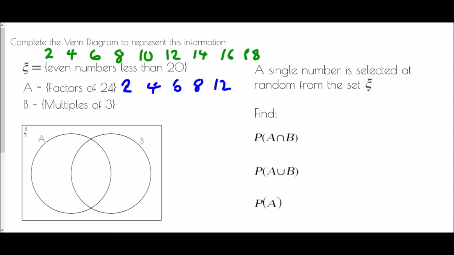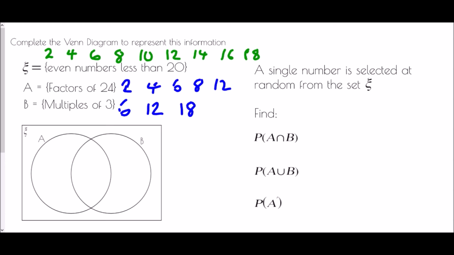And then again, multiples of 3 is set B. So we're just looking again at the list of numbers that we started with as our universal set. Which ones are multiples of 3? Well, we have 6, we have 12, and we have 18. They are the multiples of 3 which are in the universal set.